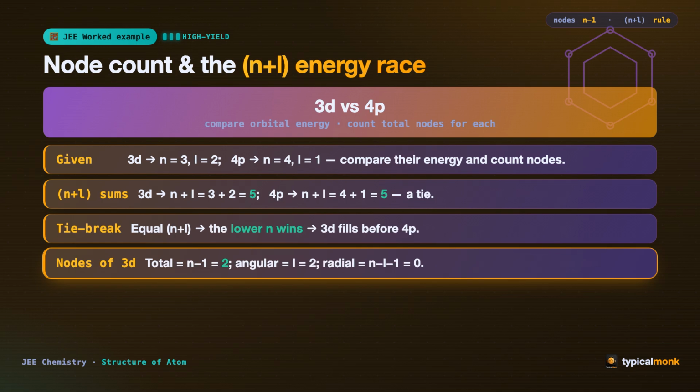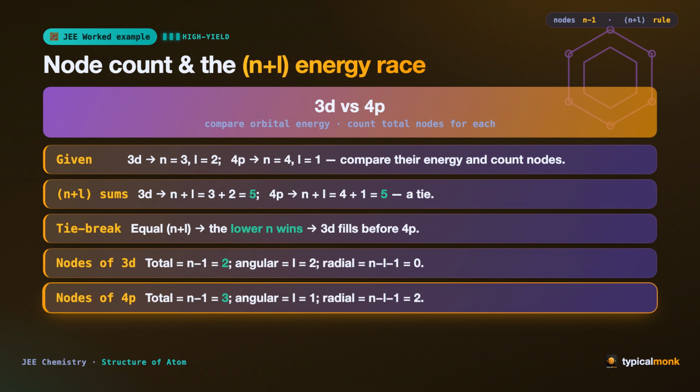Total nodes equal n minus 1, that is 3 minus 1, 2 nodes. Angular nodes equal l, that is 2. Radial nodes equal n minus l minus 1, that is 3 minus 2 minus 1, 0. Step 5. Count the nodes in 4p. Total nodes equal n minus 1, that is 4 minus 1, 3 nodes. Angular nodes equal l, that is 1. Radial nodes equal n minus l minus 1, that is 4 minus 1 minus 1, 2.